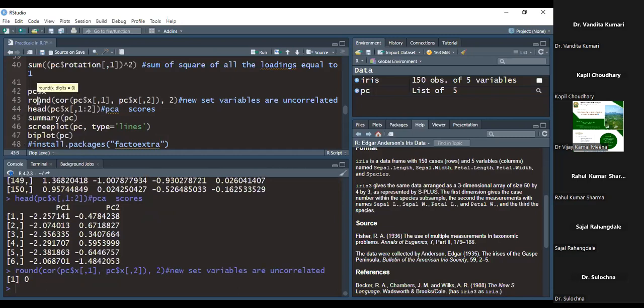Yeah, and the round function is the rounding of the correlation. This correlation is getting rounded to two digits. The round function is used in R to round the value. Otherwise, it will be showing many decimal points.